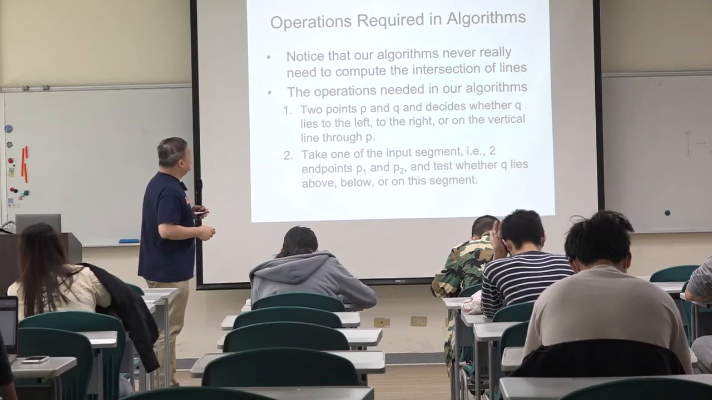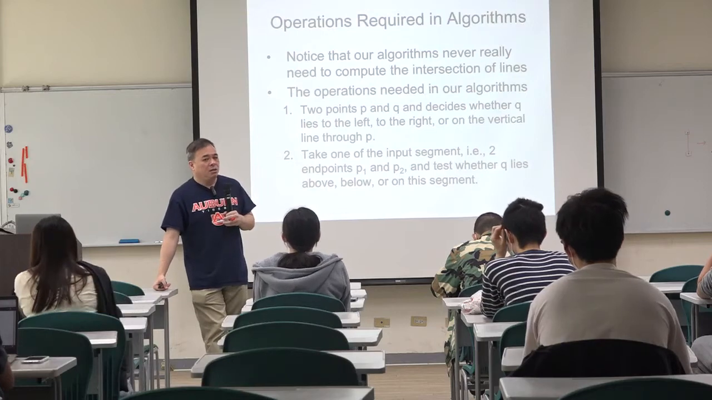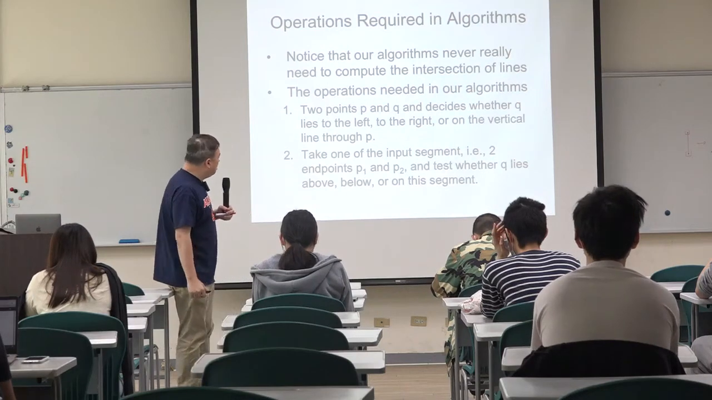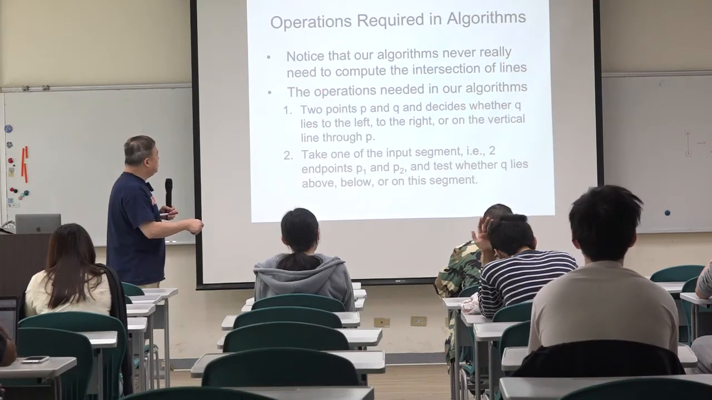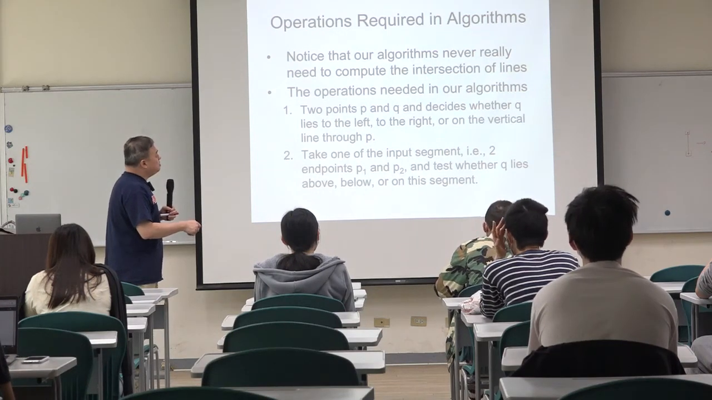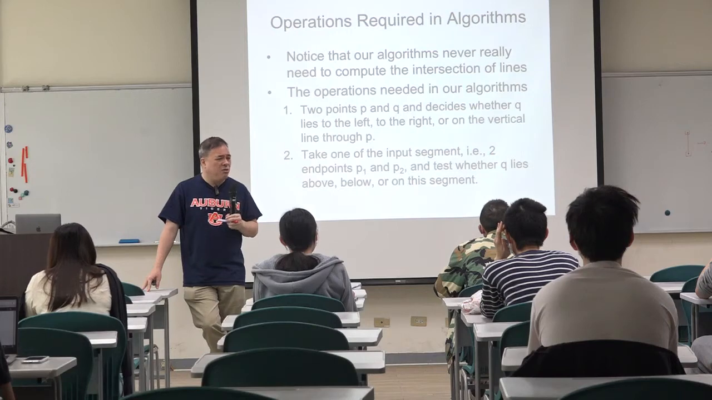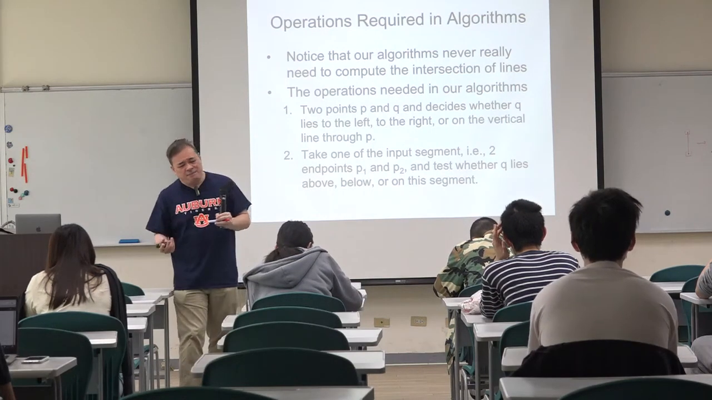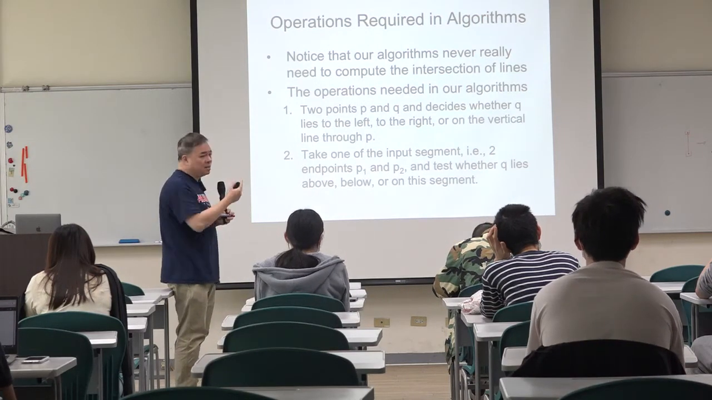So the good thing about our algorithm, if you really think about it, no matter whether you are doing a query or the construction of the algorithm, is that our algorithm never really needs to compute the intersection of lines. If you needed to compute the intersection of lines, then yeah, the value of epsilon would matter, right? Because the epsilon value would have an impact on the intersection, right?